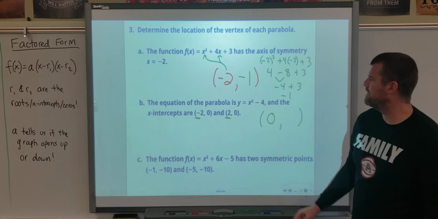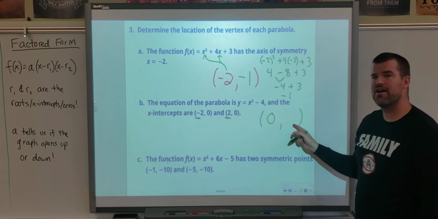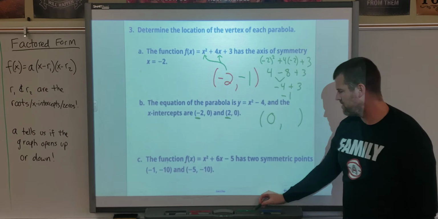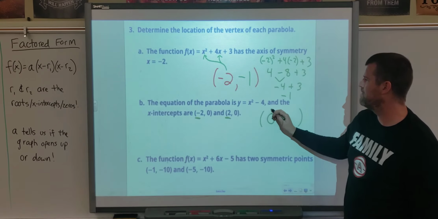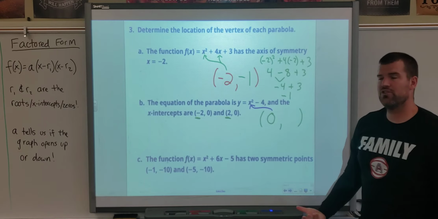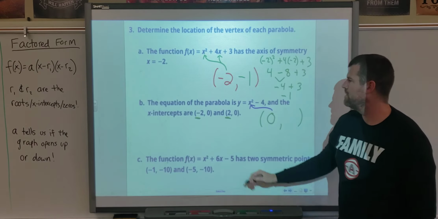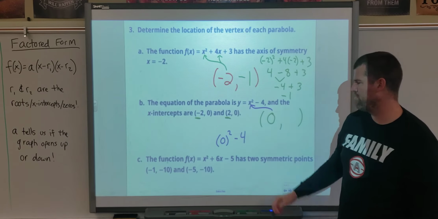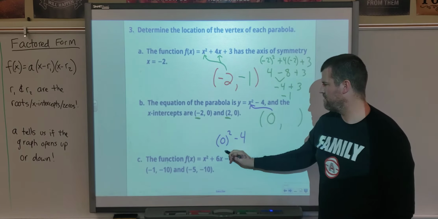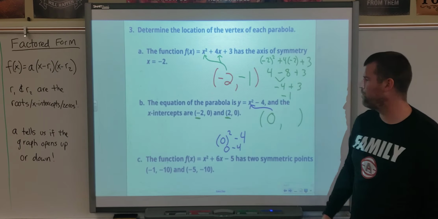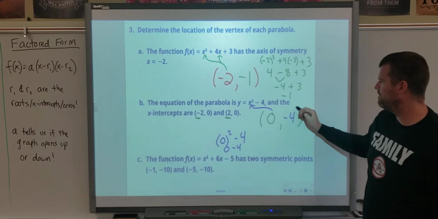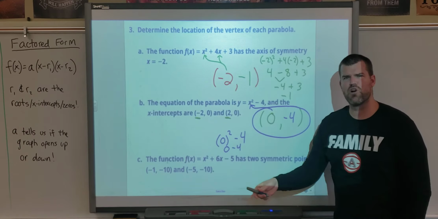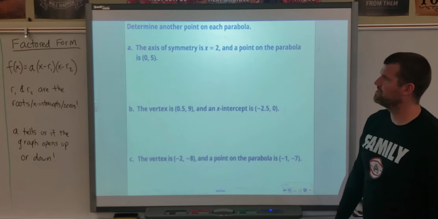All right. If I know x is 0, how can I find the y of the vertex? Well, I can plug it in, right? So we're going to plug in the 0 for x, and this time we actually only have one x to plug it into. So I'm going to plug it in, and I get 0 squared minus 4. 0 squared is 0, and 0 minus 4 is -4. All right, I'm going to save other problems like this for tomorrow's lesson. We'll get plenty of practice with that tomorrow.